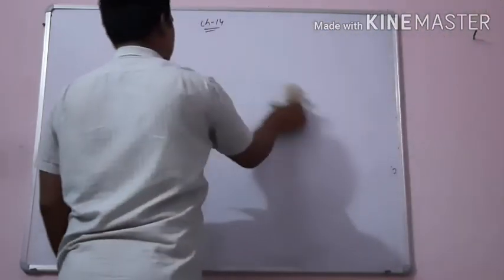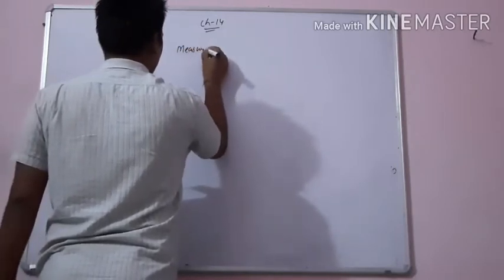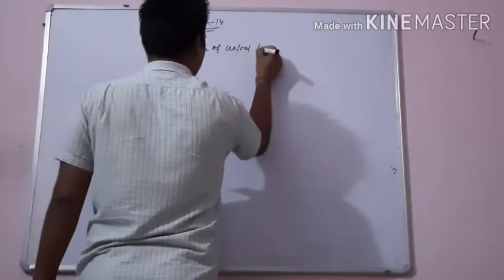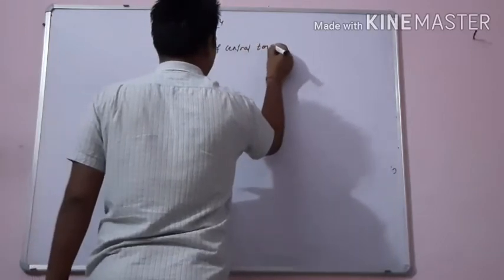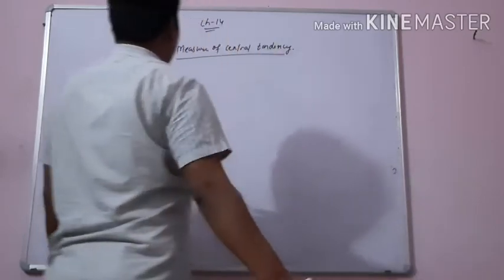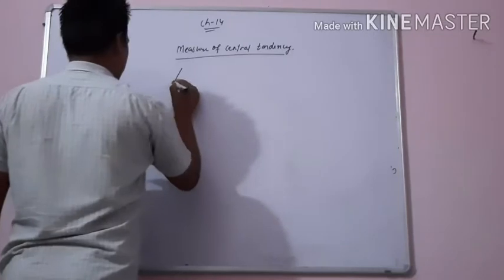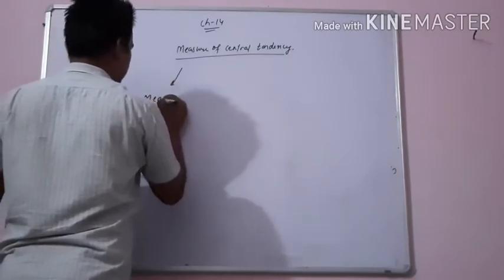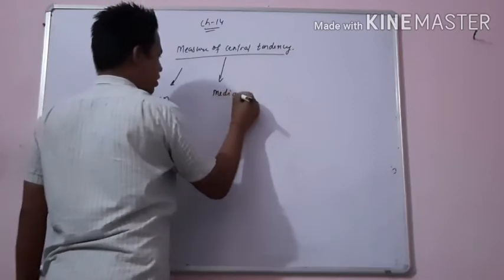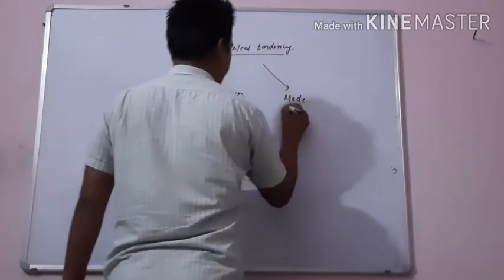What we are going to study today is measure of central tendency. Under this, what do we have to study? First, we have to study mean, then median, and then mode.